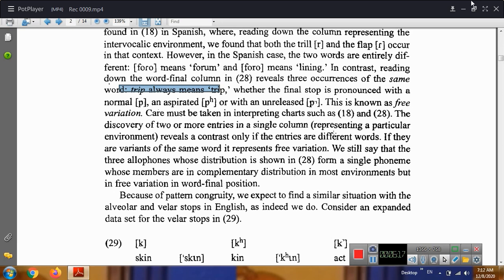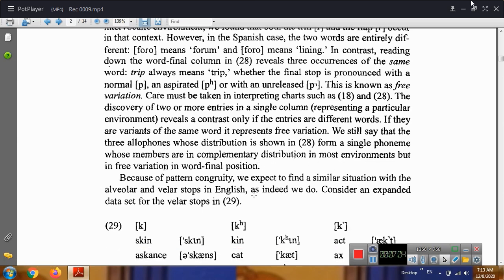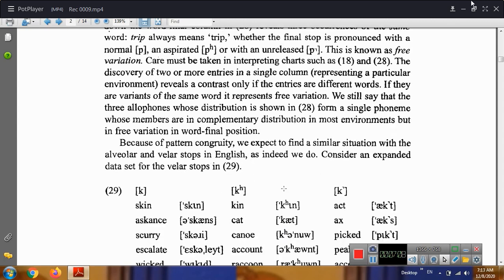Okay, here we have the definition of free variation: the discovery of two or more entries in a single column representing a particular environment reveals a contrast only if the entries are different words. If they are variants of the same word, it represents free variation. We still say that the three allophones whose distribution is shown in 28 form a single phoneme whose members are in complementary distribution in most environments, but in free variation in final position. Okay, that is the definition of free variation.